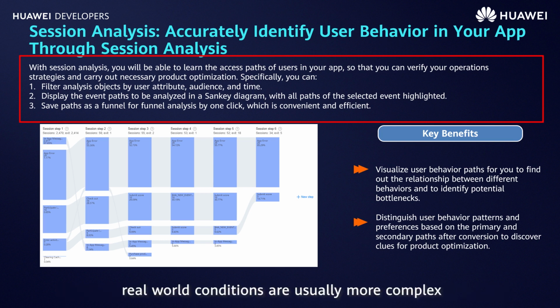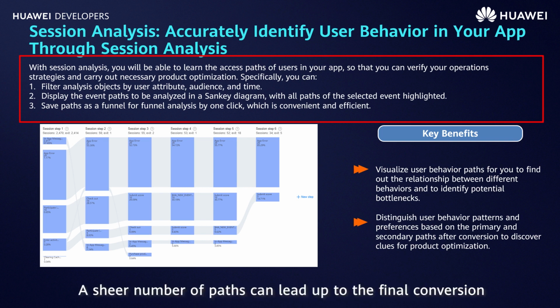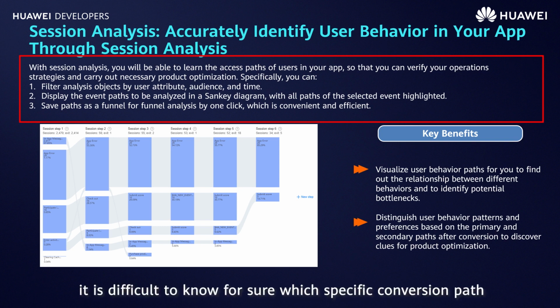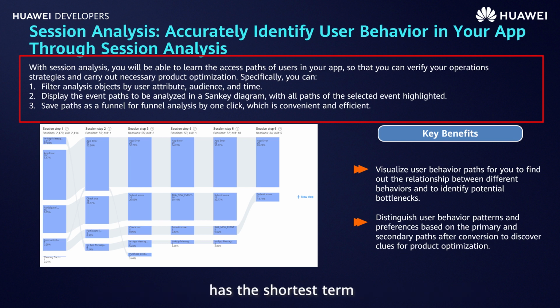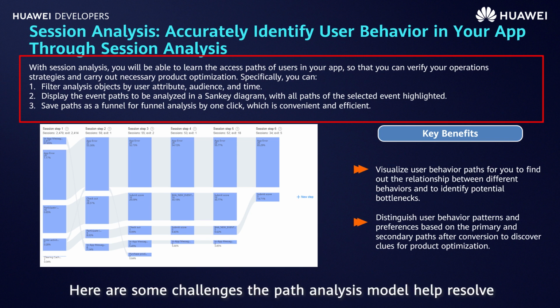However, real-world conditions are usually more complex. A sheer number of paths can lead up to the final conversion. Hence, it is difficult to know for sure which specific conversion path has the shortest term and is most favored by users. Here are some challenges the path analysis model helps resolve.